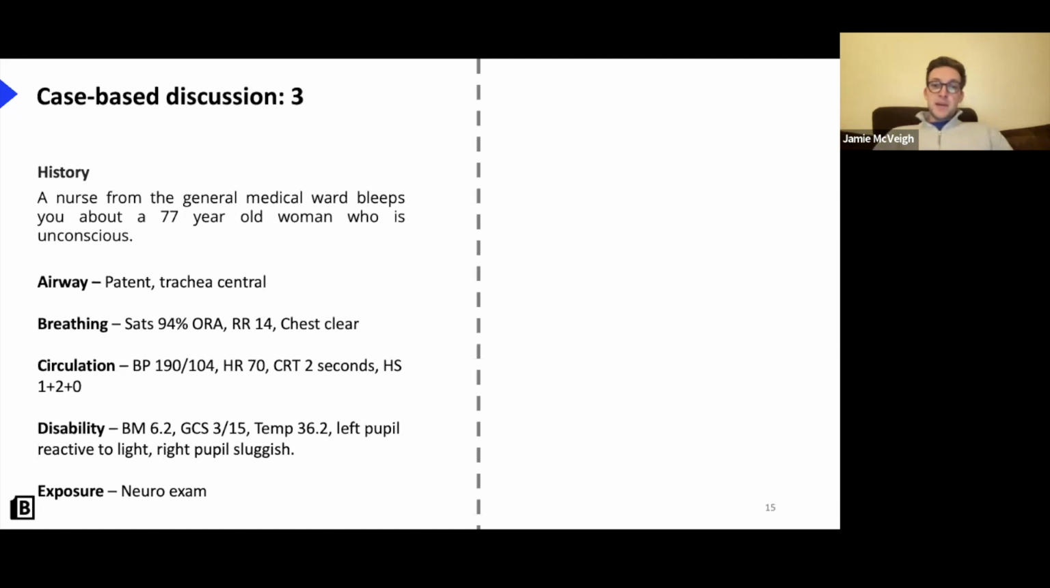But generally GCS of 3 is concerning. And with that, you check their pupils and you find the left pupil's normal, but the right pupil is sluggish in constricting to light. And that really worries you with hypertension because you're worried that they might have had an intracranial event. So then exposure, like I was saying earlier, if you've got a diagnosis or a couple of differentials in the back of your head, then try and target your examination. And I would probably just do a neuro exam.